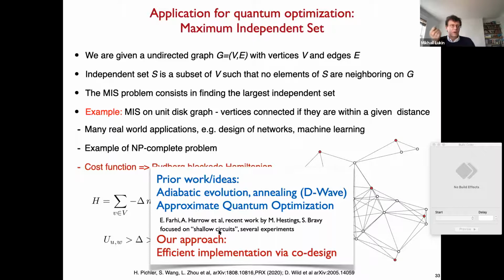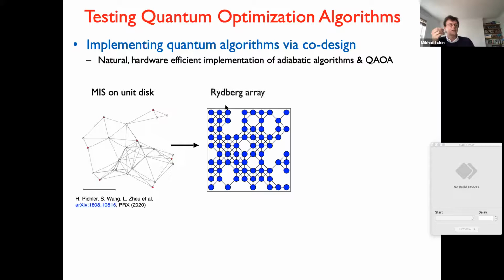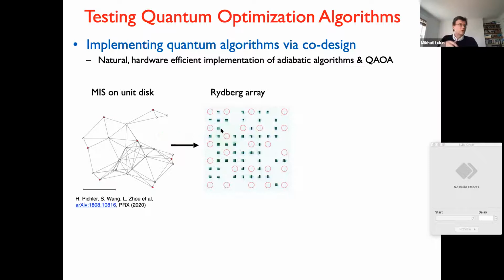So the idea is the following. We start with the graph, then we encode this graph in positions of atoms and interactions between them. This link means that you have a blockade over this pair, so they cannot be excited simultaneously. We implement this by adjusting our interactions and then trying to create something which is close to the ground state of this model, and then just read off the resulting independent set.